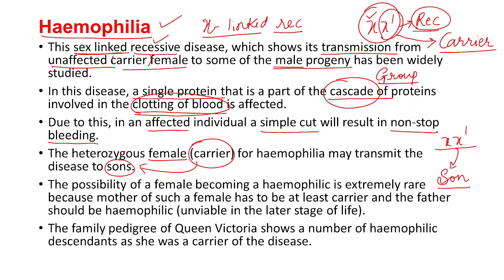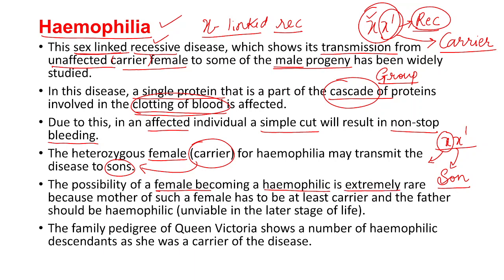It means if she has two sons, there may be a possibility of one son getting this, because the other son may have the normal X chromosome, which will be transmitted. The possibility will be 50-50. Clear?